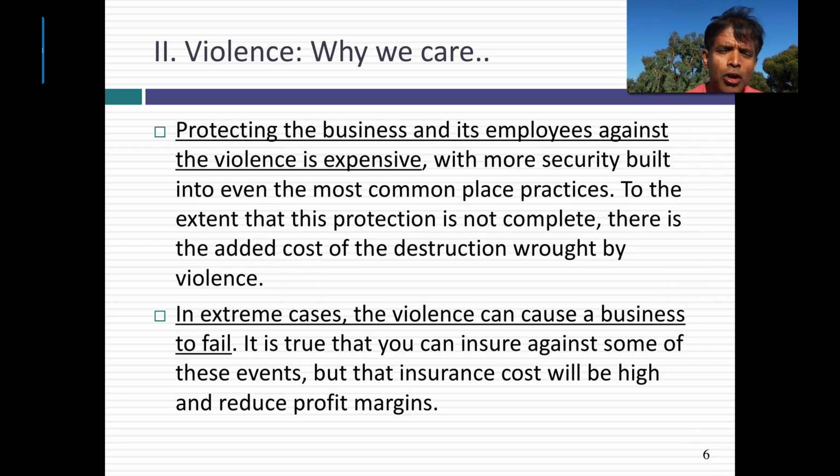Why do we care? For obvious reasons. Running a business when you're surrounded by violence is very expensive. Your day-to-day business becomes much more expensive to do. It shows up as higher expenses and lower profits. In extreme cases, when you have a lot of violence, it can put your entire business at risk. You face truncation risk. Your business might cease to exist.